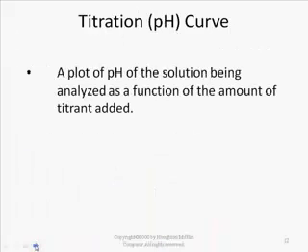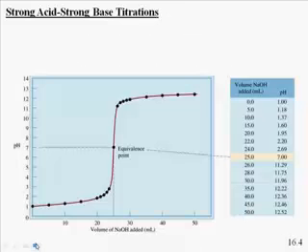Okay, so let's look. One of the things that we did not do back in the fall is look at a plot of the pH versus the amount of your titrant that's been added. Okay, so here's an example. This one is a strong acid, strong base titration. That's what we've done before.